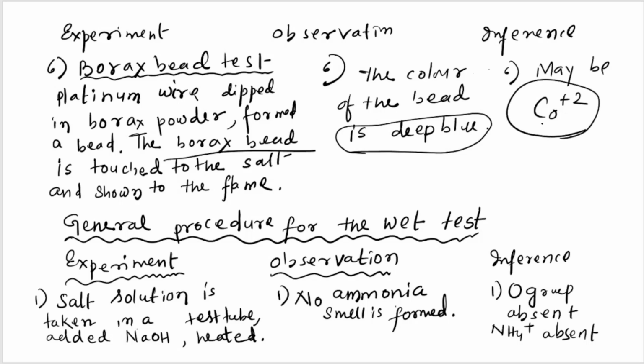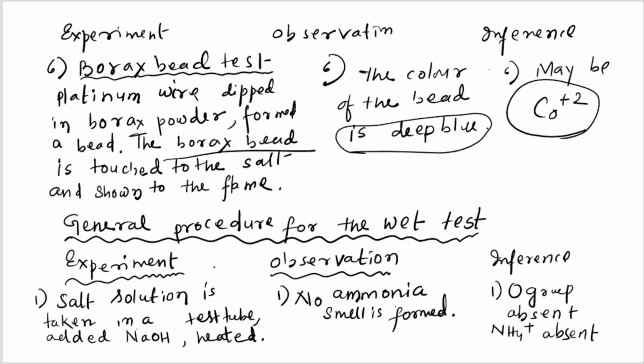That is the dry test. Under the dry test there are six sub-tests, and one by one we have done them. Then come to the general procedure for the wet test. That means we will see the general procedure. The wet test means you have to take the salt solution.